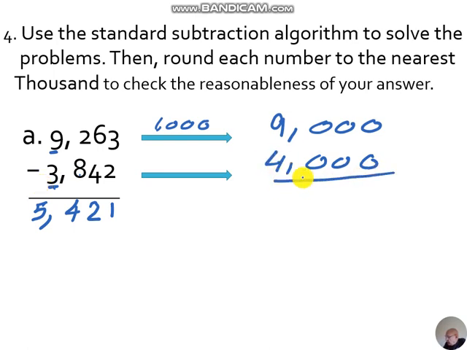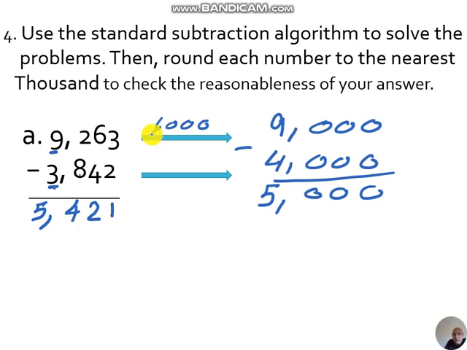When I subtract, 0, 0, 9 minus 4 is 5. This is 5,421. This is just 5,000. The difference is too big. We call it unreasonable when you round to the nearest 1000.